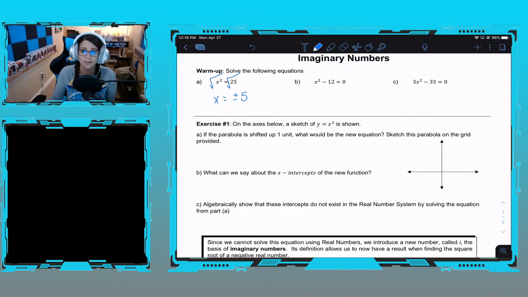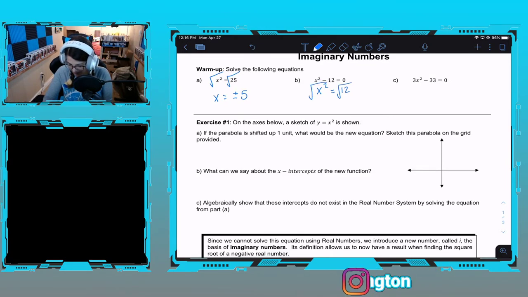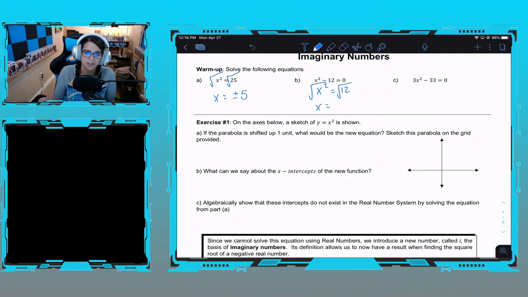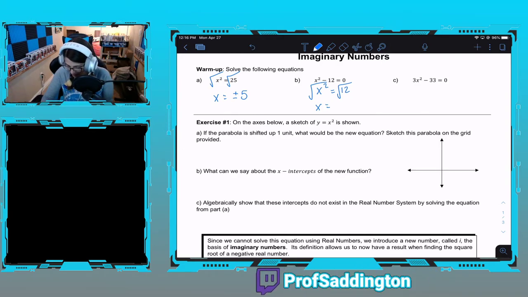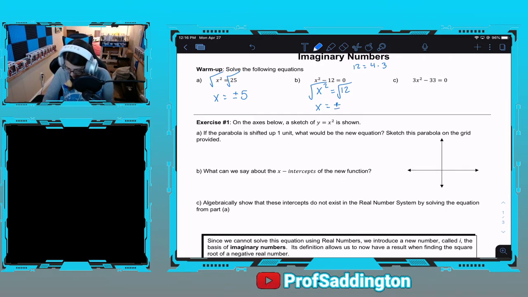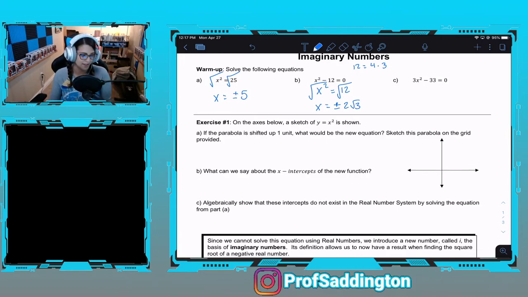We've done it before. Similarly, for the middle one, I start to get x alone, so I'm going to add 12. So we get x squared equals 12. We do the same thing and square root it. This one's a little more exciting because 12 is not a perfect square. If you wanted to break it up, 12 equals 4 times 3. The square root of 4 is 2, so we get plus or minus 2 radical 3. A little bit of review from a past unit.